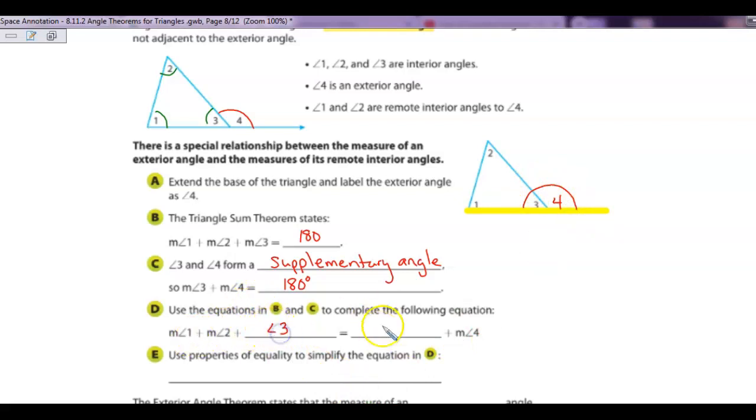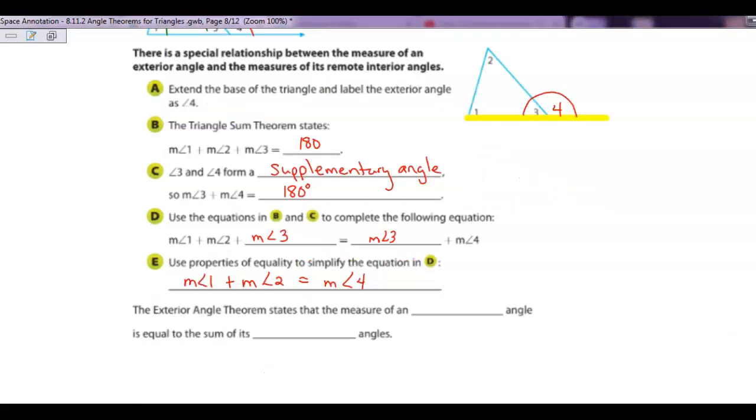Therefore, the measure of angle 1 and the measure of angle 2, when added together, is equal to the measure of angle 4. The exterior angle theorem states that the measure of an exterior angle is equal to the sum of its remote interior angles. Almost didn't fit in there.